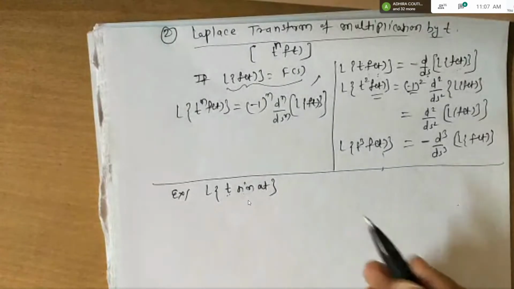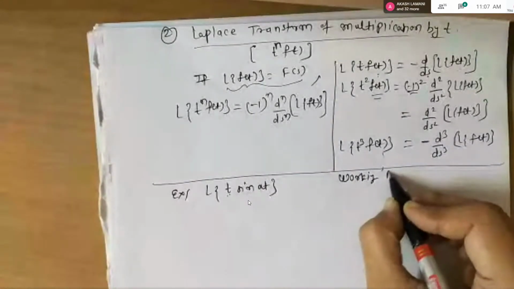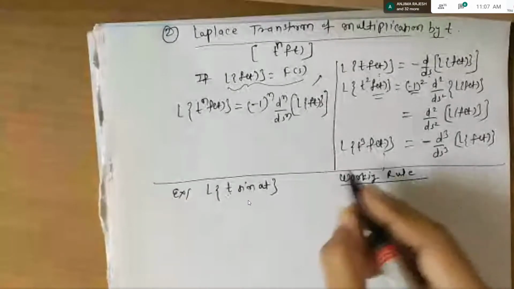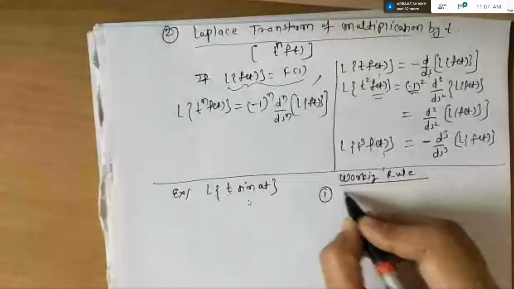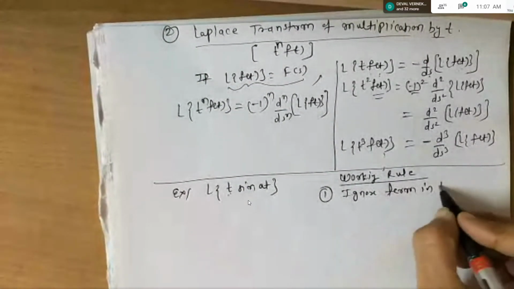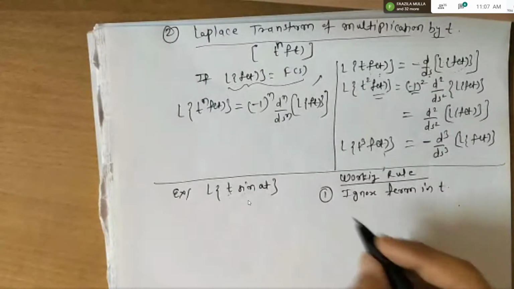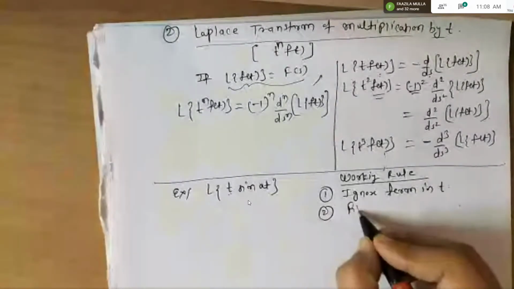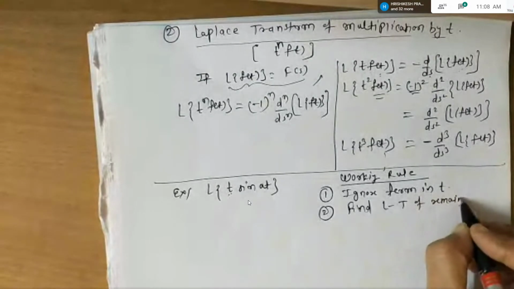Do you want me to give the working rule, students? If I write the working rule, it is better because you will not find this in any book. In my own words, I am giving you this so that before the exam, once you read the working rule, you will understand what are the steps to be followed. So in simple words, the working rule is what, students? Ignore the term in t. It may be t, it may be t square, it may be t cube, whatever. Second step is: find Laplace transform of the remaining term.